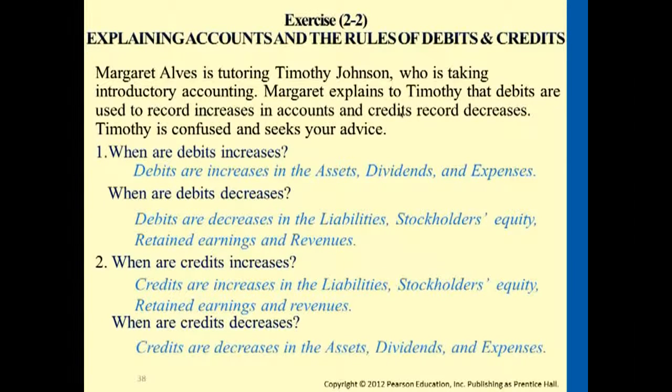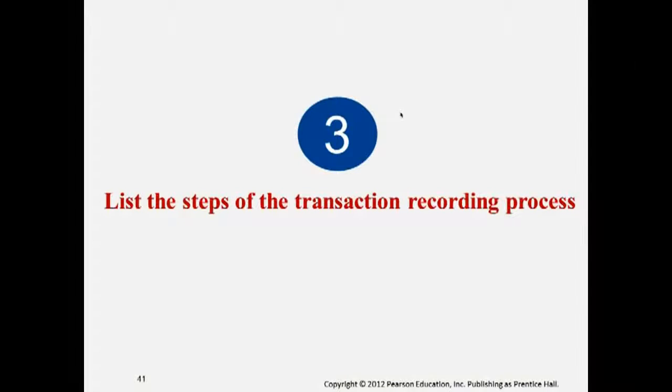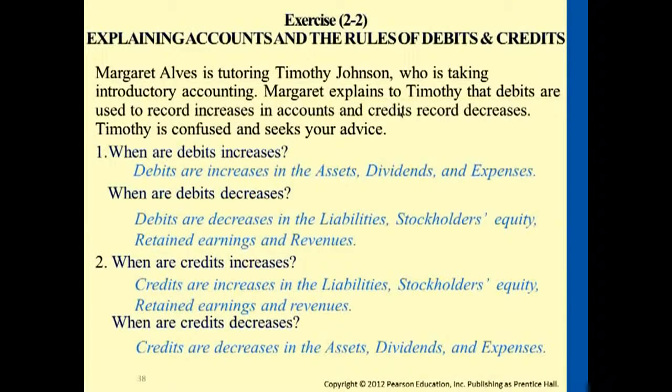Now, credit side decreases. This is the opposite of the first question. So debit side increases for asset, expenses, dividends. The opposite question would be credit side decreases for those accounts as well.